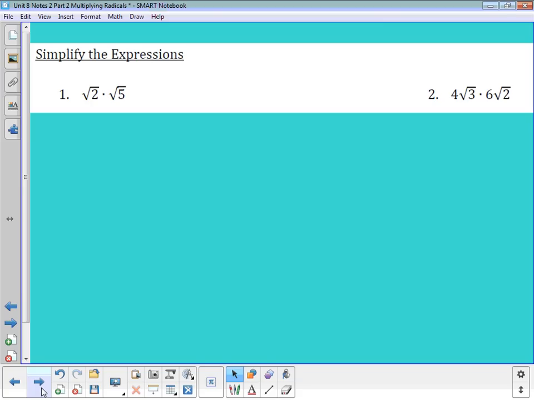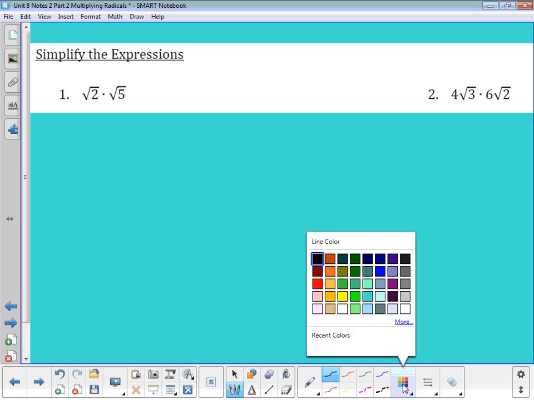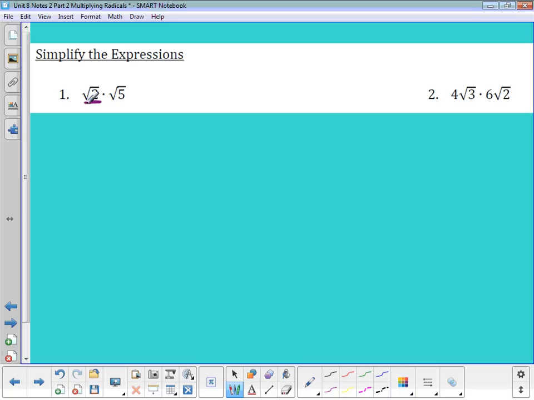All right, let's take a look at simplifying some basic expressions. This one is pretty straightforward. We can only multiply things underneath the radical, so we're going to multiply the 2 times the 5. 2 times 5 gives us the square root of 10. Take a look at number 2. You can only multiply the outside, so 4 times 6 is 24. And then multiplying underneath the radical, 3 times 2 is 6.